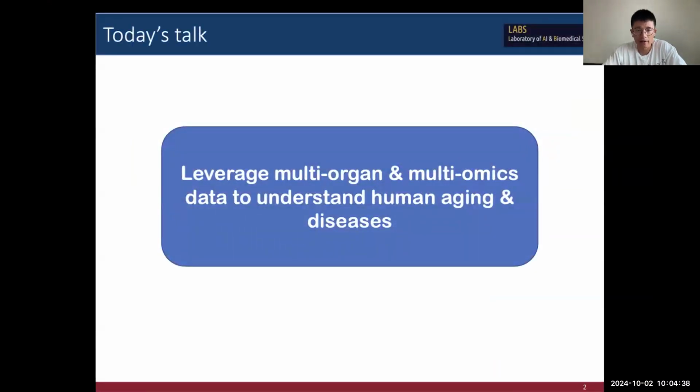For today's talk, I'm just going to introduce the recent works from our group, focusing on using imaging and genetic data to model human aging, which is a very common biomarker in the field, like brain age gap. The key idea here is to leverage multi-organ and multi-omics data to understand human aging and disease better.